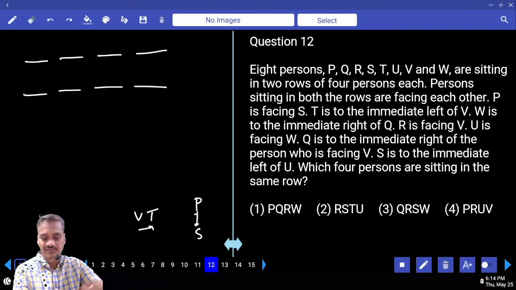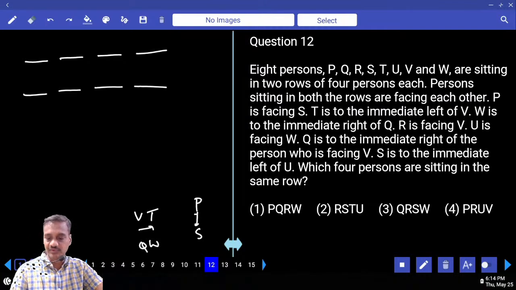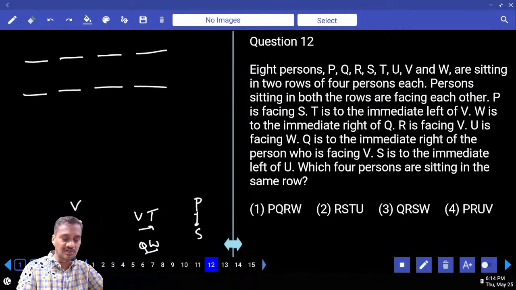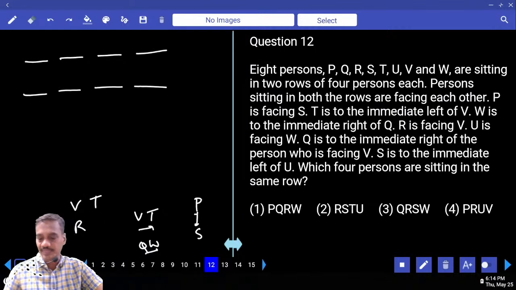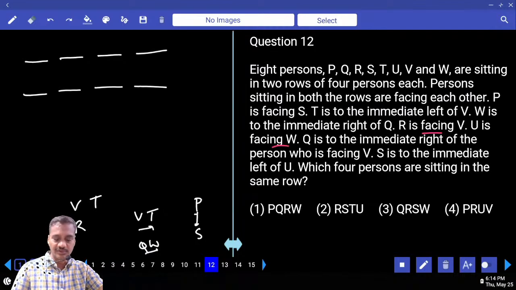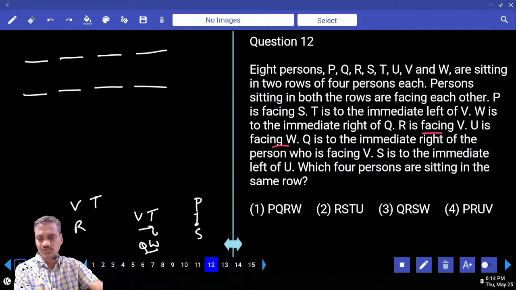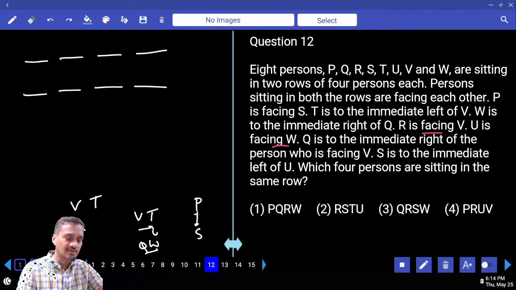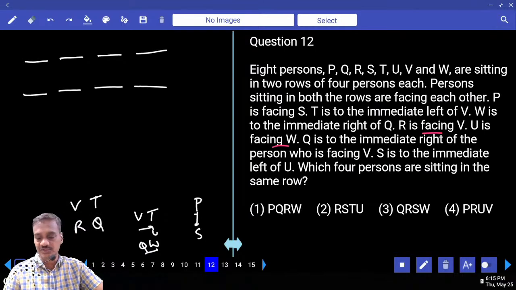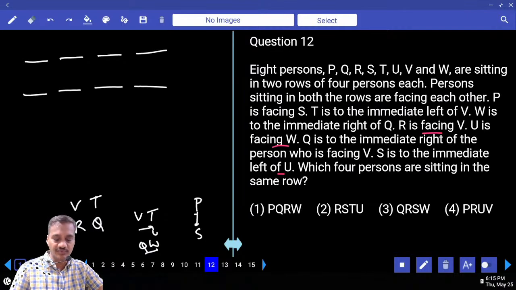W is to the immediate right of Q, and R is facing V. R and V are opposite to each other. V is here, R is here, and T is at this place. U is facing W. Now U and W are opposite to each other, isn't it? Q is to the immediate right of the person who is facing V. The person facing V is R, so Q is next to R. And S is to the immediate left of U. S and U must be like this.